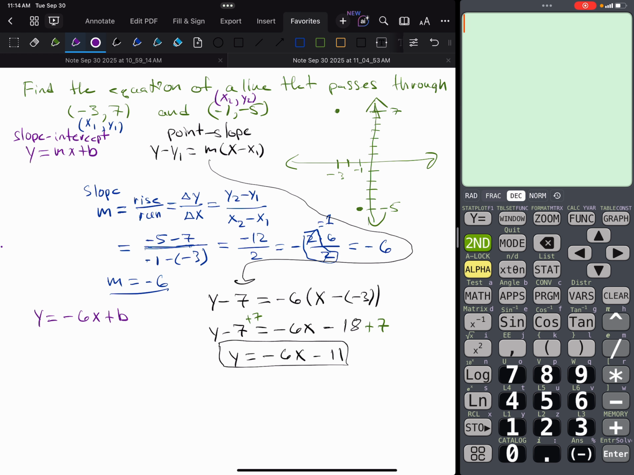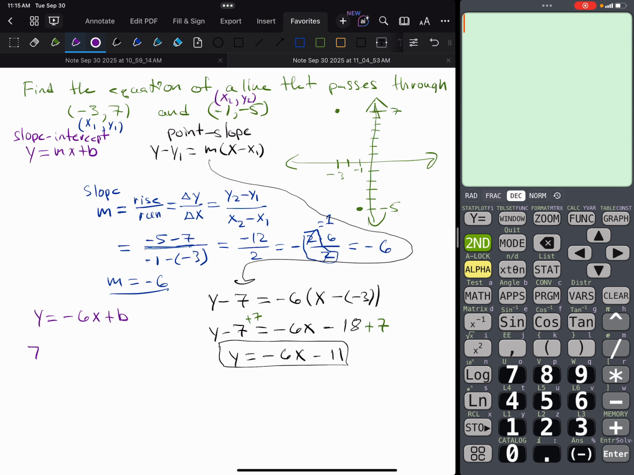Each one of those points that I have up there are points on the line. A point on the line is a point at which the equation is true. So it doesn't matter which of those 2 points I choose. If I put in the x value and I put in the y value from the same point, that equation will be true, which means I can then solve for b being the unknown. So let's just pick the same, negative 3 and 7.